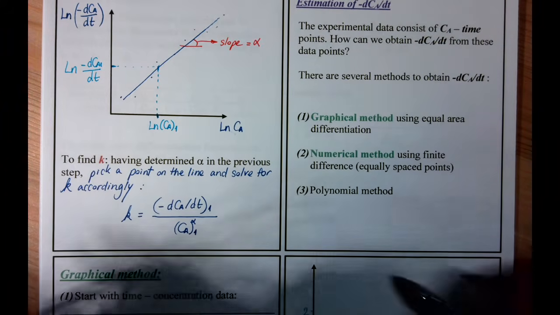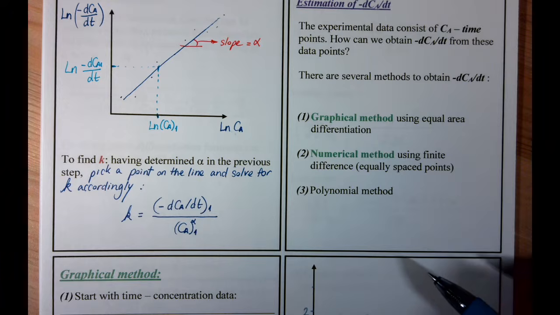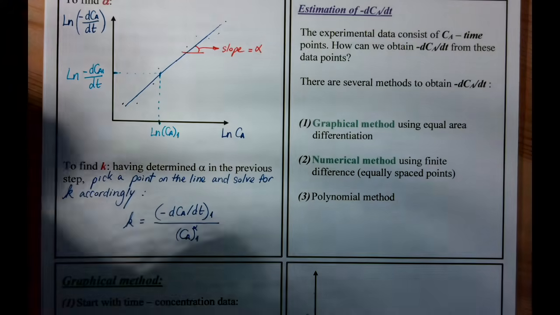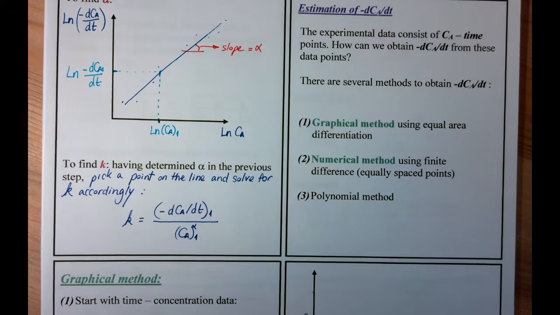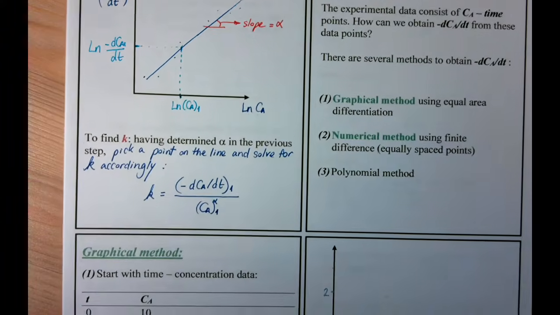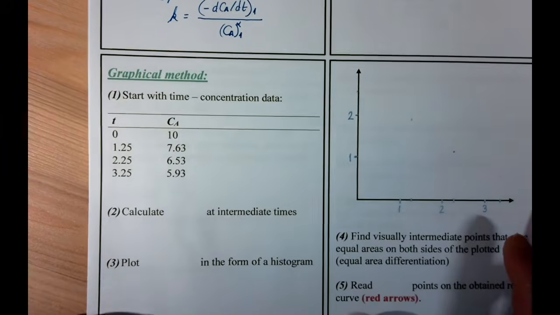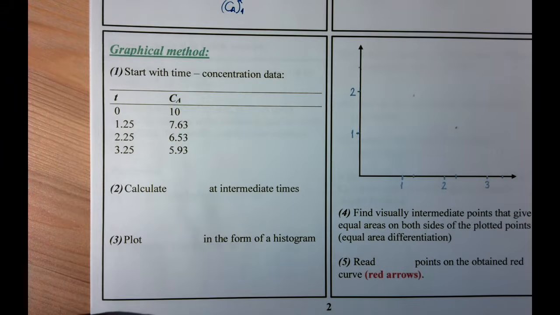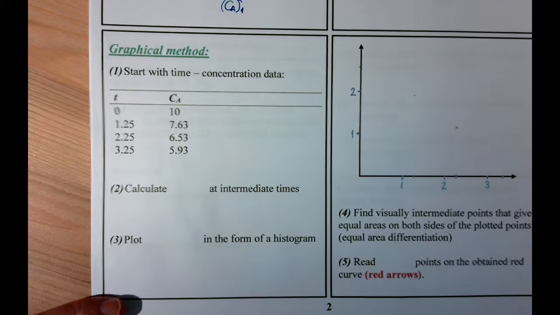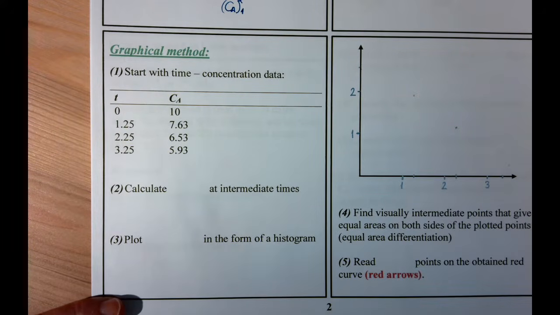And then there's a polynomial method that we're not going to do in class, but you can use any kind of software to apply that method. So let's start with the graphical method using equal area differentiation. For the graphical method, you're going to start with your data points, which are for different times: what is the concentration in the batch reactor?